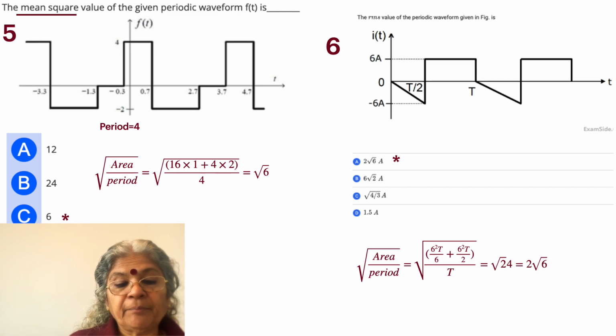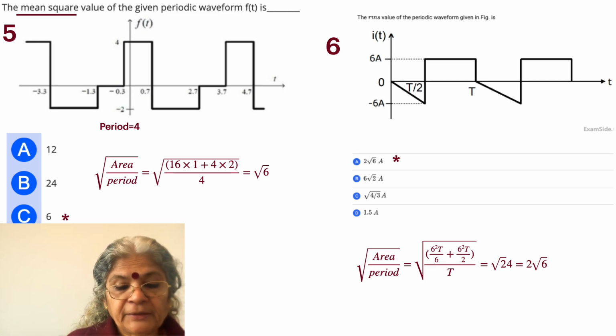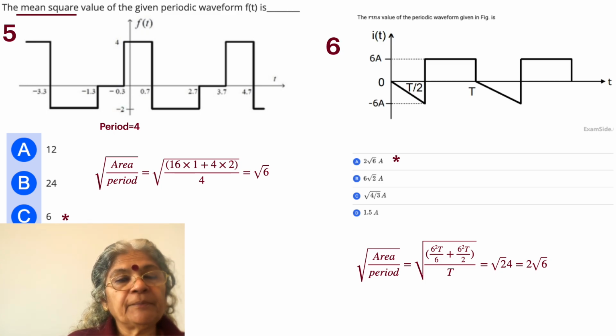1/3 needs to be remembered, and T/2 needs to be remembered, as also 36 needs to be remembered. So 6 square, or 36, into T/2 into 1/3, or 6 square into T/6, is the area of the partial waveform. Okay, for the rectangular portion, it's even clearer.